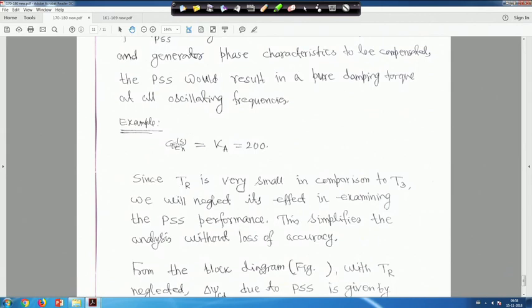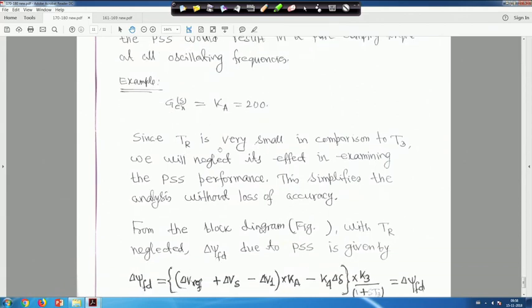For example, just for the sake of understanding, suppose we have taken K equal to 200. Now, as I told you, since TR is very small in comparison to T3, previously we took one example where T3 is equal to 1.91 seconds whereas TR is 0.02 second. So, TR can be neglected. In the previous example we have considered TR and analyzed. I suggest that in the previous example you put TR equal to 0 and repeat the same analysis for your Ks delta psi FD and Kd delta psi FD also as an exercise.